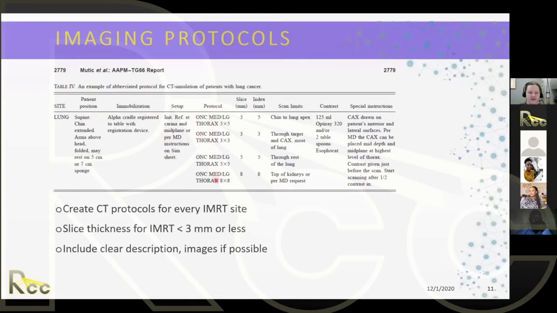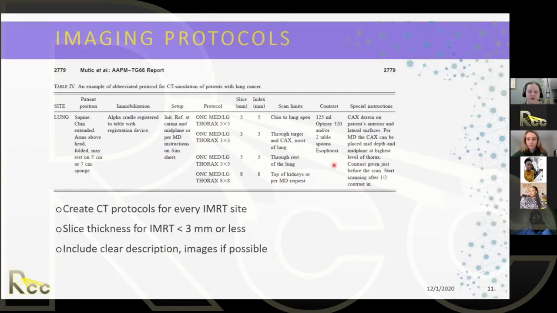We have a list of CT protocols we can use for that, depending on slice thickness. Nowadays, we would do 3 millimeters or less. We tell the therapists what the scan limits are. So for lung, we always scan chin to the apex of the lung, through the target, through the rest, to the top of the kidneys. Or if the MD wants something different, we'll tell them as well.